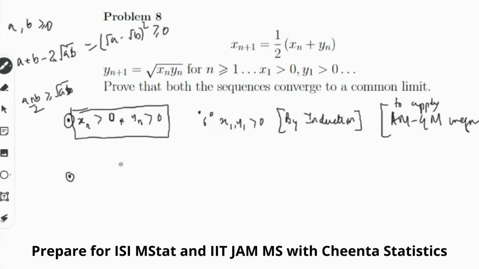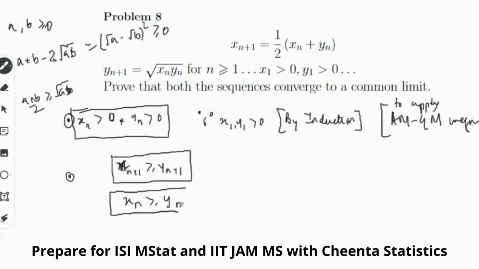And so we get that xn plus 1 is greater than or equal to yn plus 1. Okay. So if xn plus 1 is greater than or equal to yn plus 1, what do we get? xn is greater than or equal to yn. So what do we get? The relationship between xn plus 1, yn and xn.